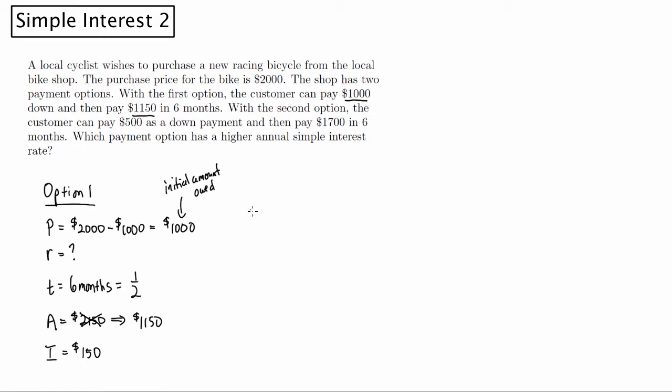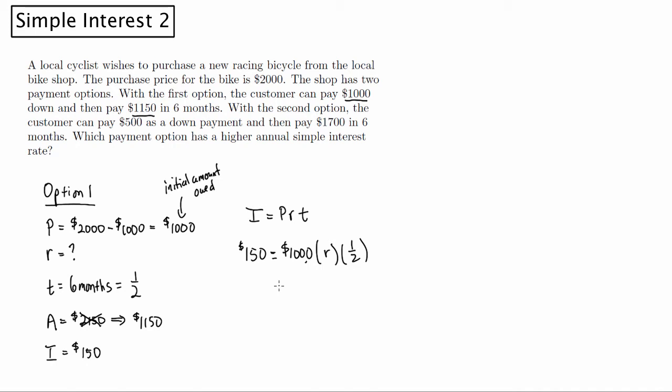I want to solve for the rate, so I know interest is principal times rate times time, and the interest is $150 on $1,000 owed at an unknown rate for the course of 1/2 a year. Now notice, if you had left $2,000 in the problem, that would be a very different answer. We would have $2,000 here. So make sure that when you identify the principal amount, you're identifying the initial amount that you either owed or the initial amount that you invested.